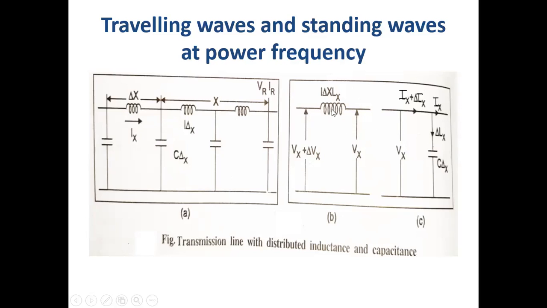From the second diagram, at both ends of the inductive circuit, the voltages are represented by Vx plus delta Vx on the left-hand side, and if you take the right-hand side, the voltage will be taken as Vx. Similarly, for the capacitance, at both ends we have to mark the current values. For the left-hand side of the capacitance, the current is denoted as Ix plus delta Ix, and on the right-hand side, it is denoted as Ix.